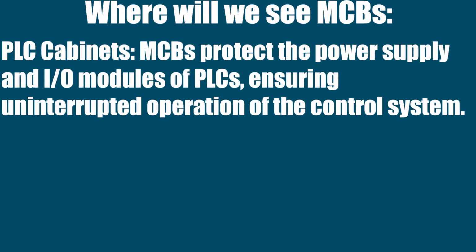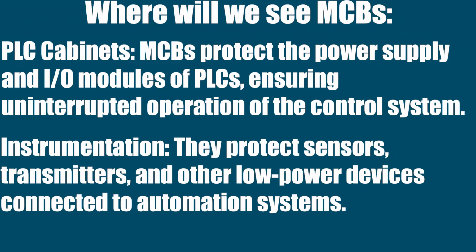Where will we see miniature circuit breakers at work in industrial automation? Especially within PLC cabinets. Miniature circuit breakers are going to protect the power supply and I/O modules of PLCs. This ensures uninterrupted operation of the control system. Within instrumentation, they protect sensors, transmitters, and other low-power devices that are connected to automation systems.